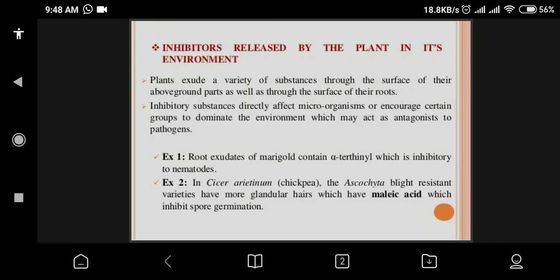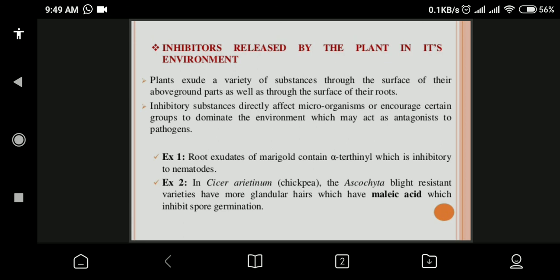Inhibitors released by the plants into the environment. Plants exude a variety of substances through the surface of their aboveground parts as well as through their underground parts, the roots. Inhibitory substances directly affect microorganisms or encourage certain groups to dominate the environment, which may act as antagonistic to the pathogen. What is antagonism?